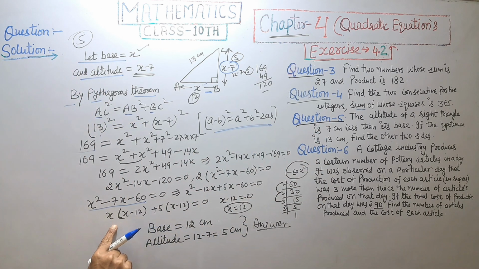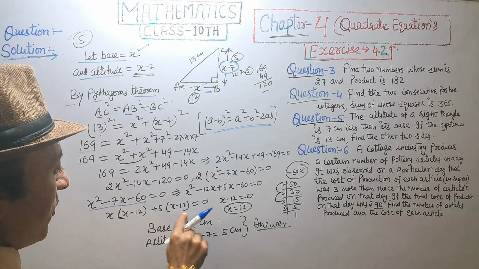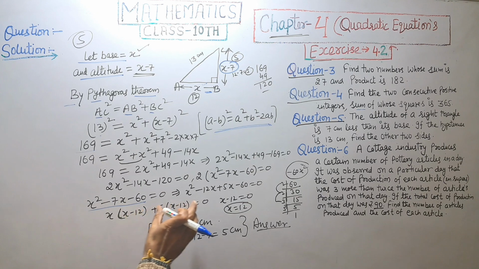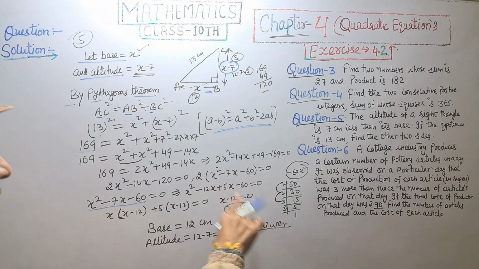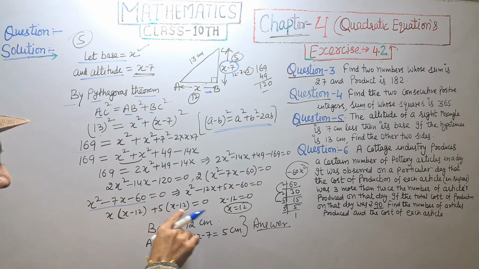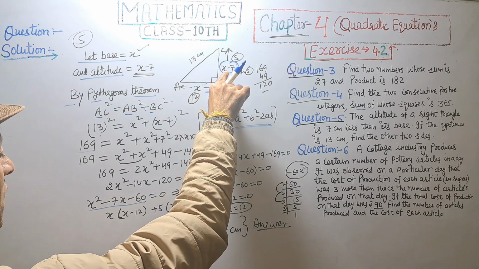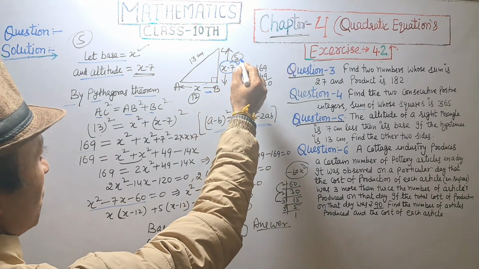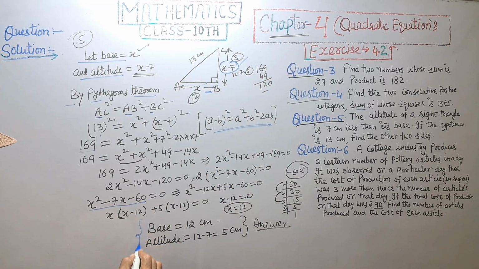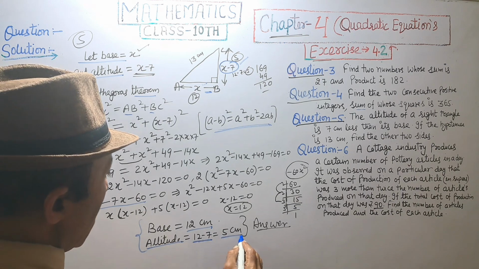So x is taken common, x minus 12 in bracket, x plus 5 is taken common, and x minus 12 in bracket equal to 0. Pair of x minus 12 one time, that will be 0. X minus 12 equal to 0 means x equal to positive 12 and x equal to negative 5. But x equal to positive 12, put in this: base is 12, but altitude equal to 12 minus 7, that is equal to 5 centimeter. So base is equal to 12 centimeter and altitude is equal to 12 minus 7, that is equal to 5 centimeter. Answer.